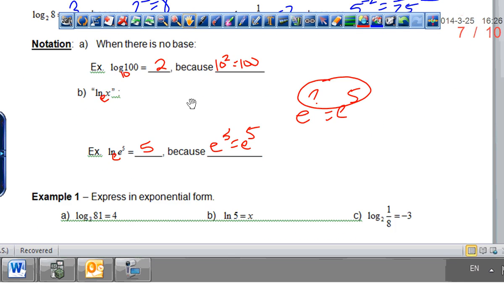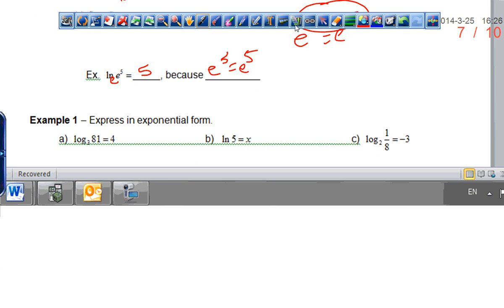Okay, let's see if we can go one way and then we'll go the other way. First thing is, can we rewrite this in exponential form? So A is 3 to the 4th power is 81. That's all we're asked to do. B, remember the base is e, so e to the power of x is 5. And lastly, C, 2 to the power of negative 3 is 1/8.